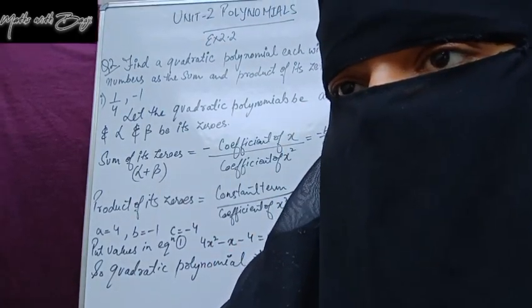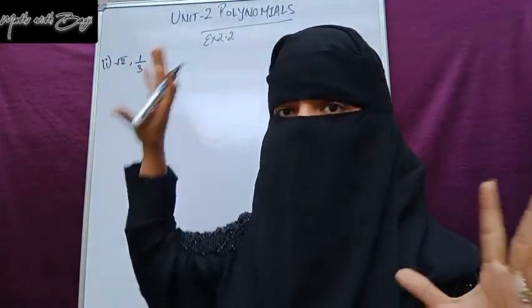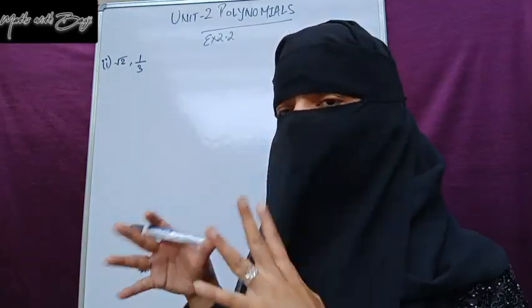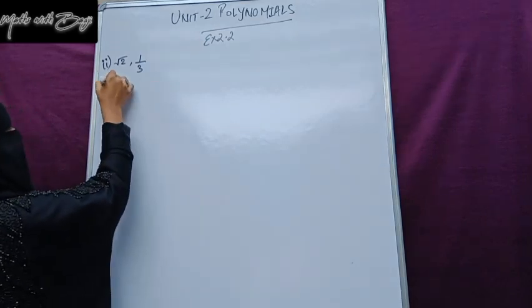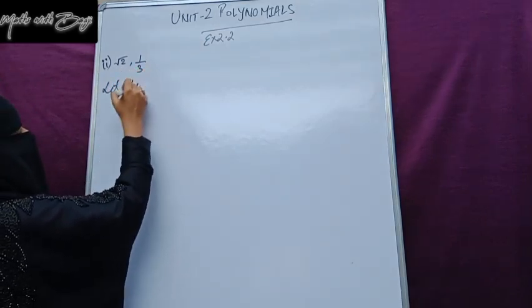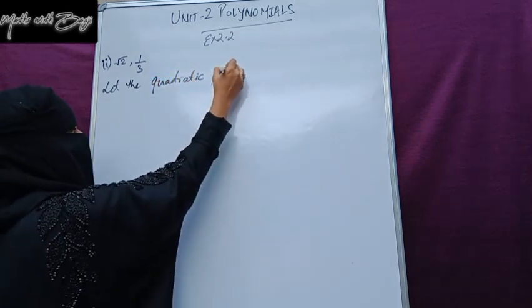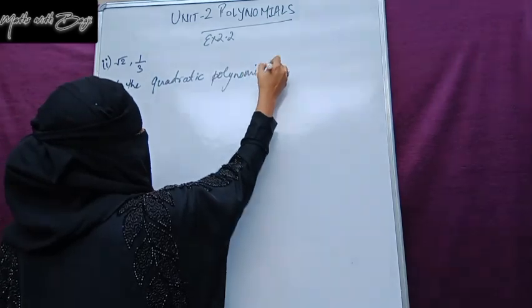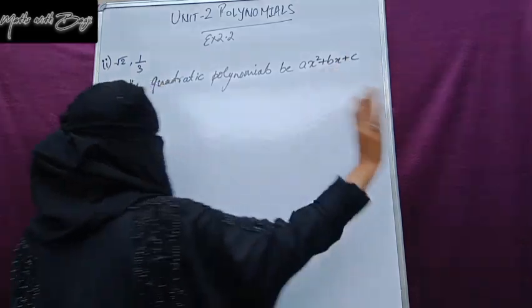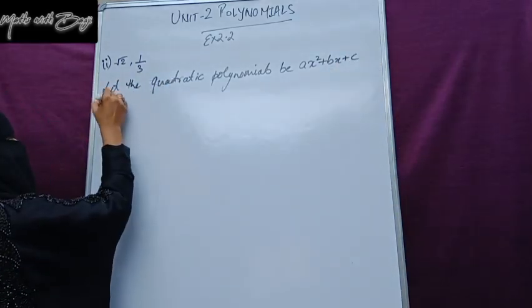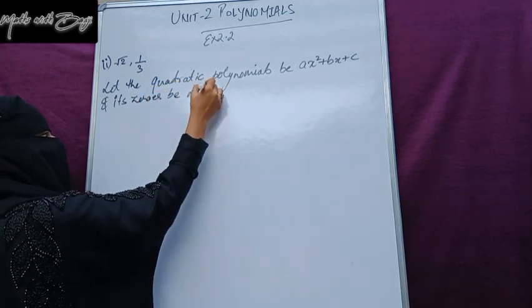Question 2, part 2. Now let's have the second part. See, now I'm not going to write the full theory. I've already explained it to you. So I'll go straight and very convenient. So this line you have to write: let the quadratic polynomial be ax square plus bx plus c. This you have to write. And its zeros be alpha and beta.